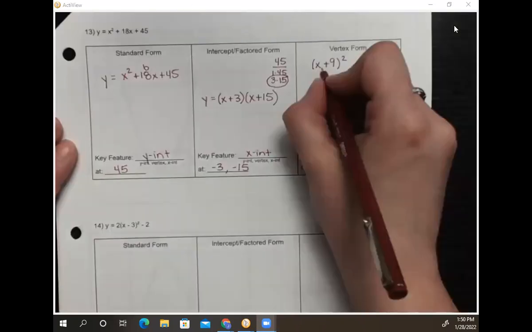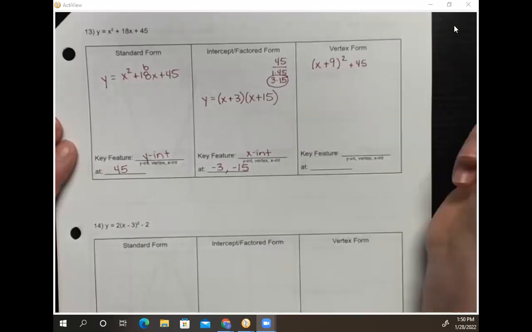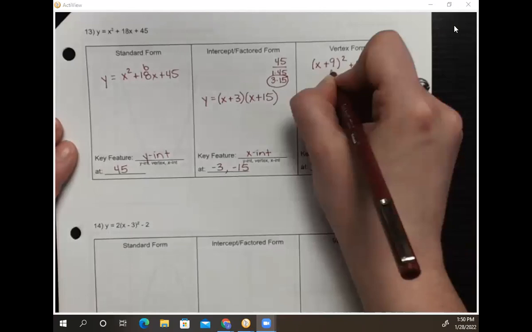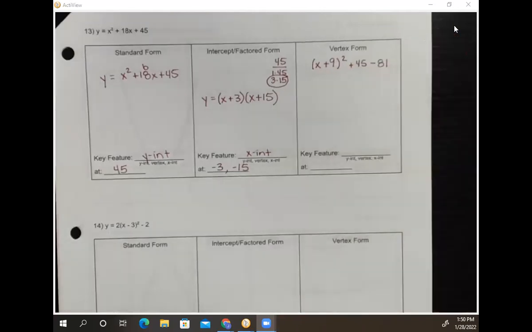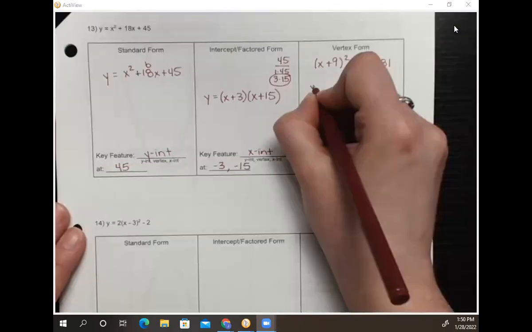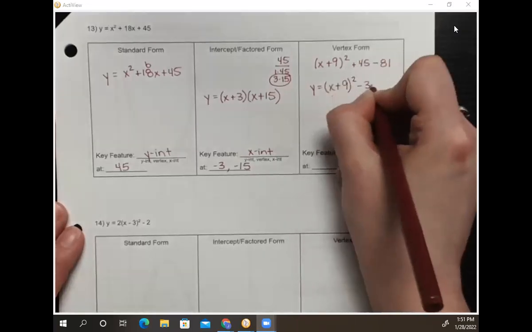So x plus 9 squared, we keep the c value that we already have, but then we have to subtract off our cut in half number squared. So 9 squared is 81. So I'm gonna keep the x plus 9 squared. And then for 45 minus 81, I need to clean that up a little bit. So 45 minus 81 gives me -36. So my vertex form would be x plus 9 squared minus 36.